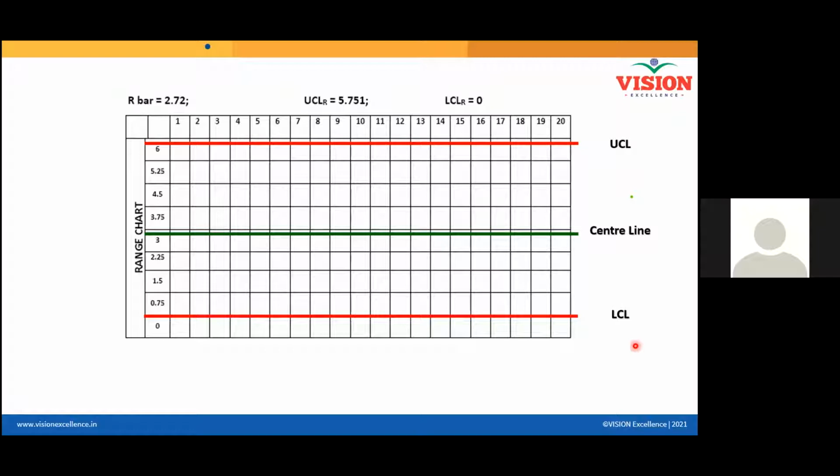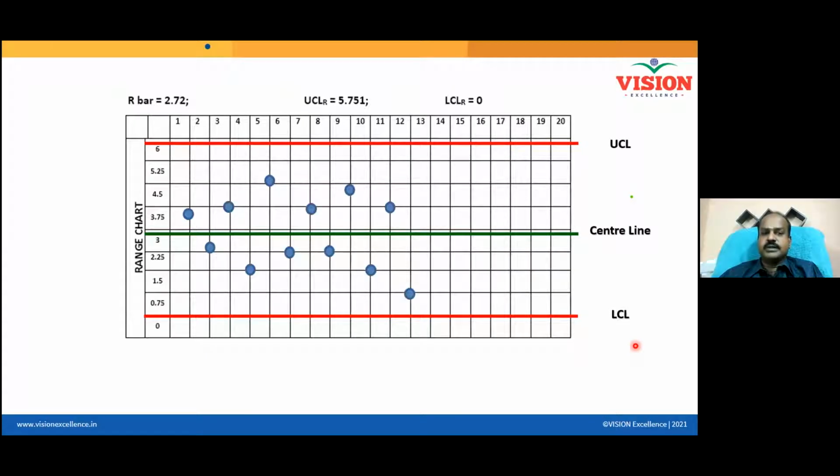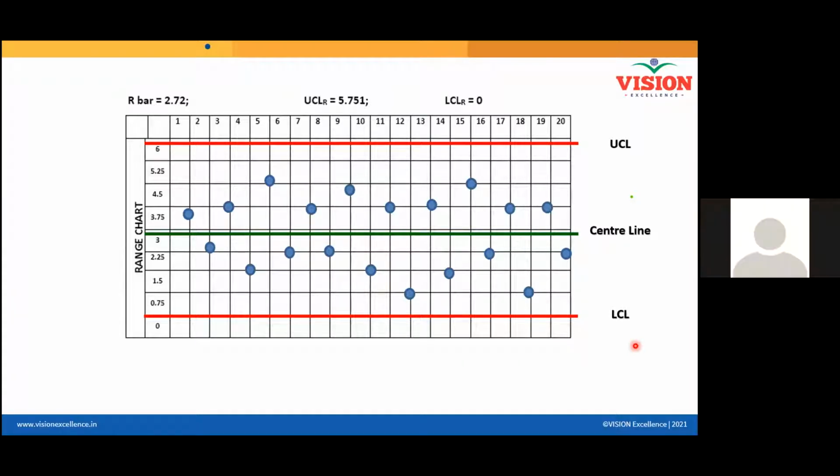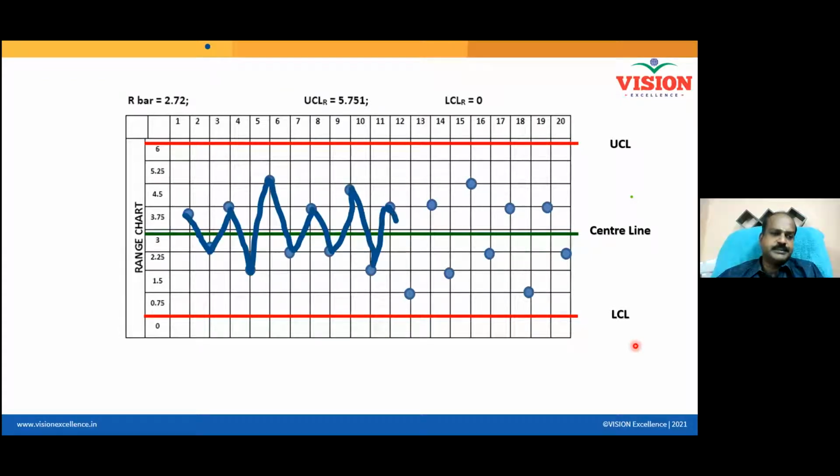Now I will be plotting the points. The points are nothing but the ranges. How many ranges did we calculate? 20 ranges. First one, second one, third, fourth. All 20 ranges one by one I am plotting. I have plotted. I will connect the points in the same sequence. Take a scale and a blue color sketch and then you can connect like this. And now all the points are inside the control limit.